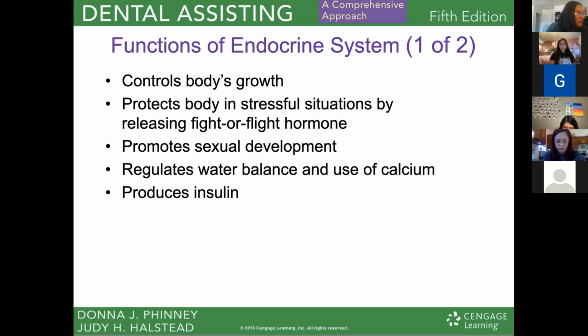So the endocrine system is a controlling and communicating system, much like the nervous system, but it reacts slower, yet its results are longer lasting. So the endocrine system functions to control growth, protect us from stress, stimulate the sexual drive. It regulates calcium and water balance, and also produces insulin, which aids in the transport of glucose. So the endocrine system is basically the system of all the hormones in our body.